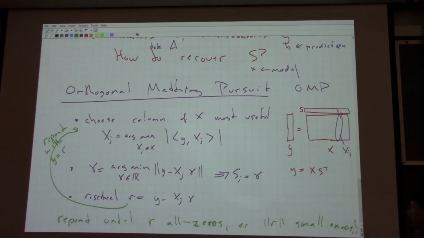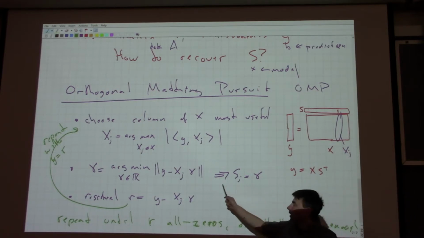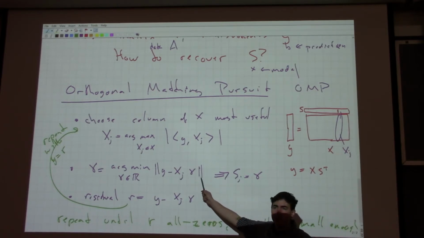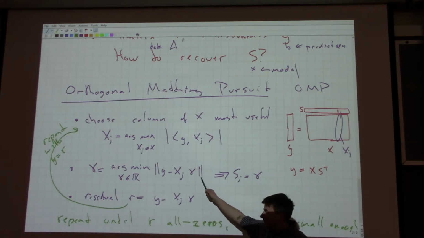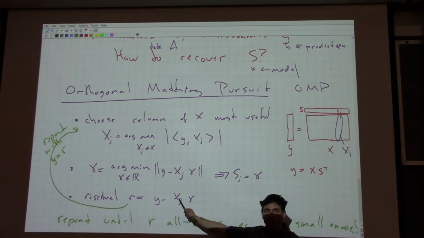There we go. So this is the whole algorithm. This is orthogonal matching pursuit. It's just a simple greedy algorithm. I pick one column at a time that's explaining the most. I figure out the best effect of that column, the best value to put in S that explains it. I subtract off the effect of that column, and then I repeat.